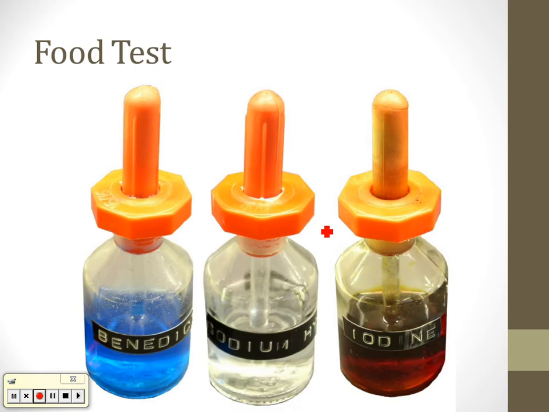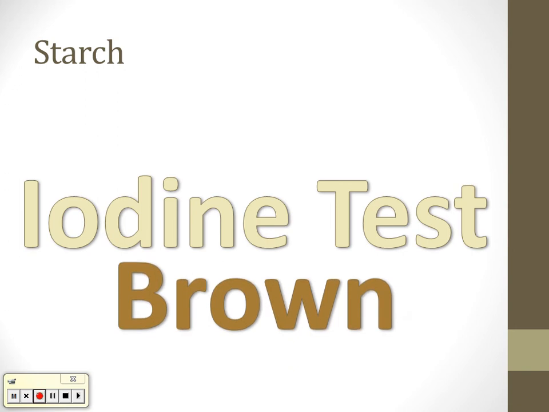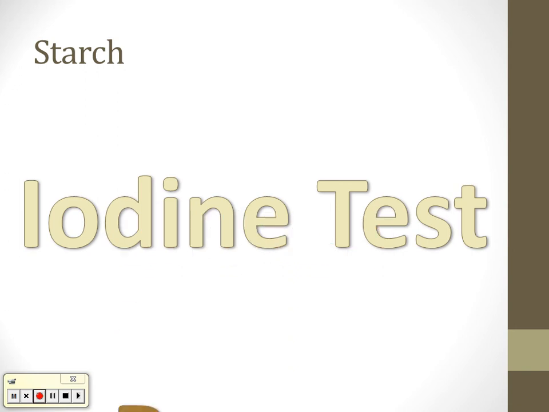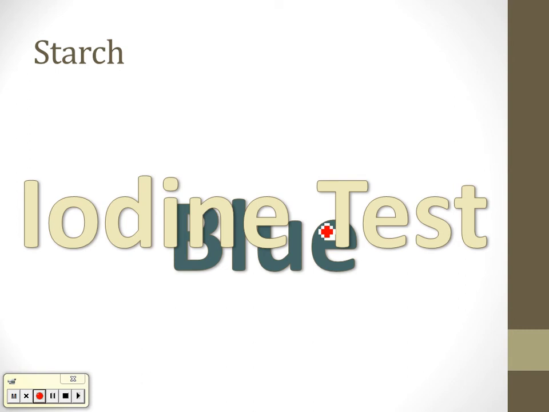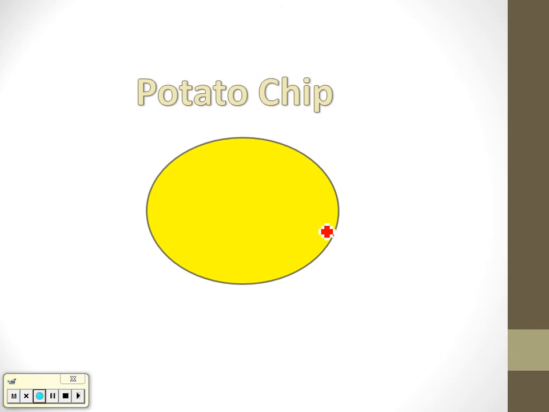Food tests. You might have done a few of these in middle school. Your food test for starch is the iodine test. If there is starch present, the iodine will turn from brown to a dark blue or a black. For example, take a potato chip, throw some iodine on it, it'll turn blue-black, because it has starch in it.